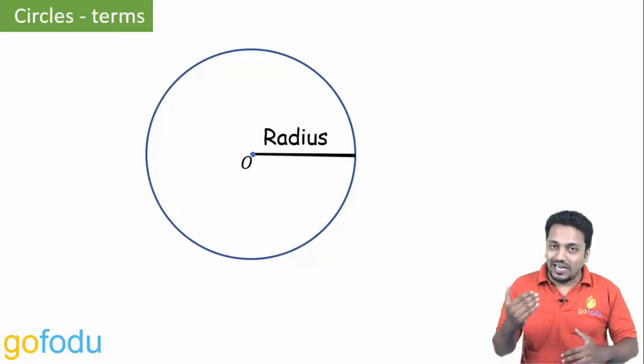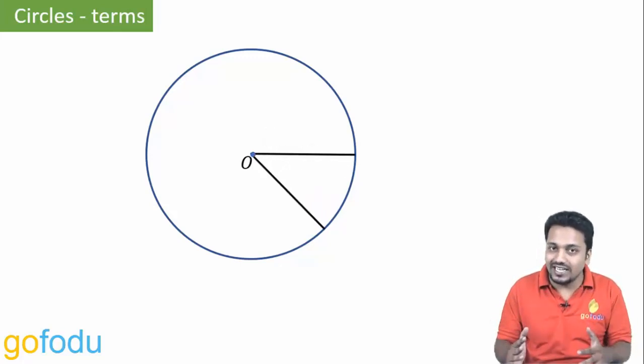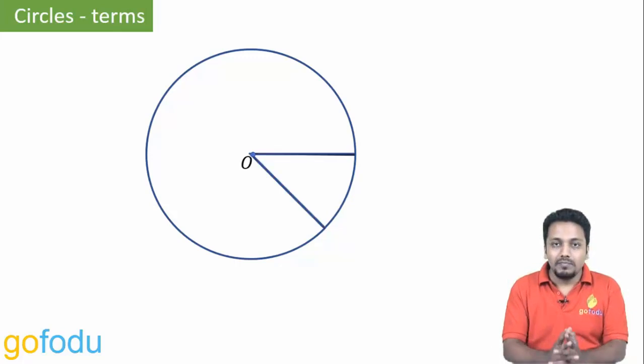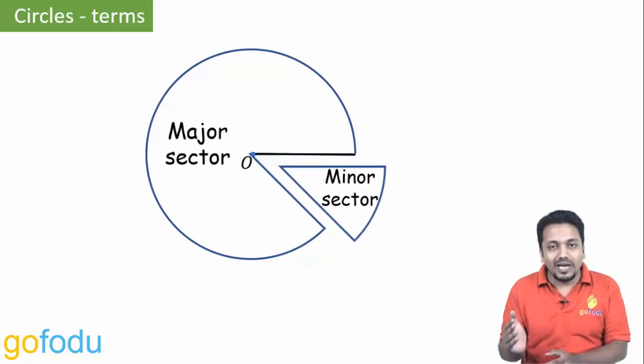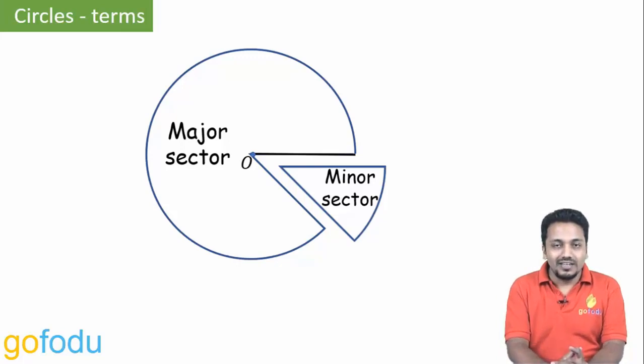Now cut a pie shape enclosed by two radii and an arc. The bigger part is called the major sector and the smaller one is called the minor sector. Now let's see the properties one by one.